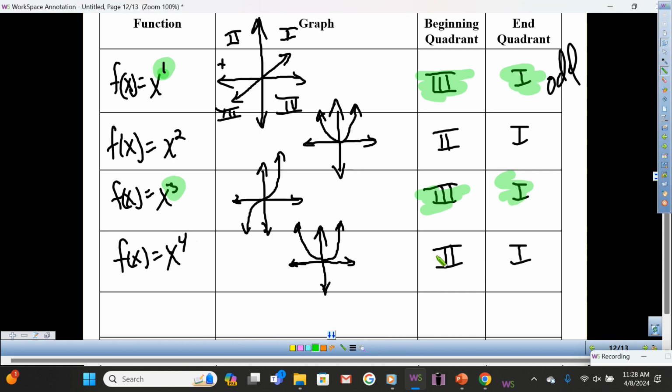Therefore, do we see anything else with the other ones? Well, the other one starts at 2. It ends at 1. What is the exponent here? 2. What is the exponent here? 4. What kind of exponents are those? Those are even. So what can we conclude? That odd exponents start at quadrant 3 and end at 1. Even exponents start at quadrant 2 and end at 1. So all of them end at 1, but odds start at 3, evens start at 2. Okay.